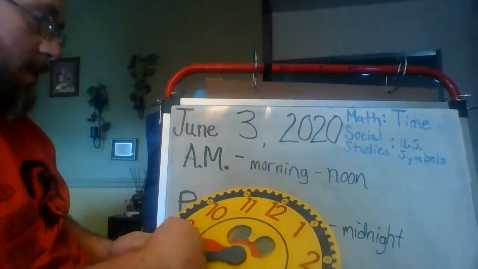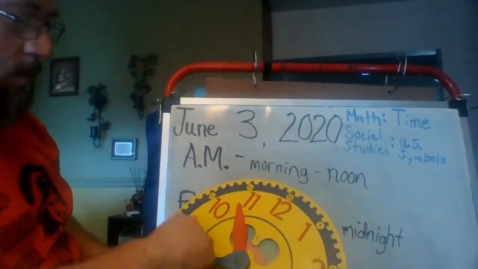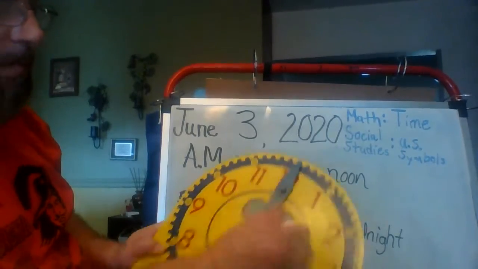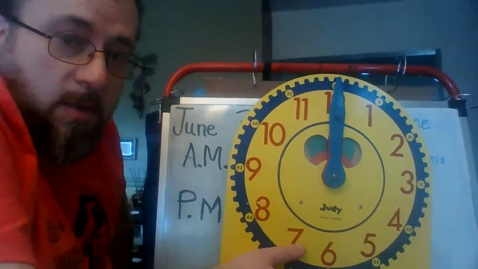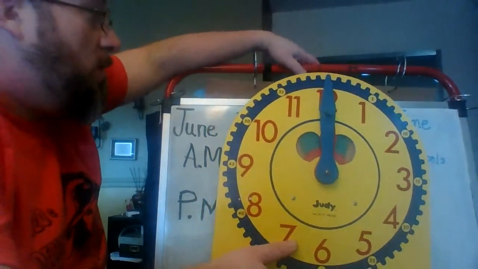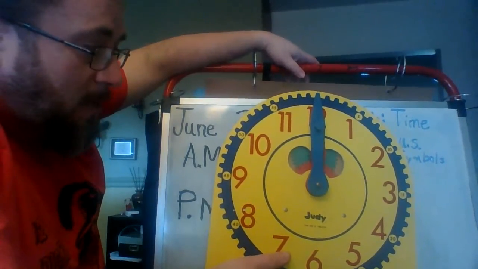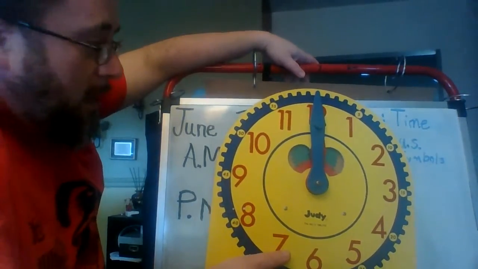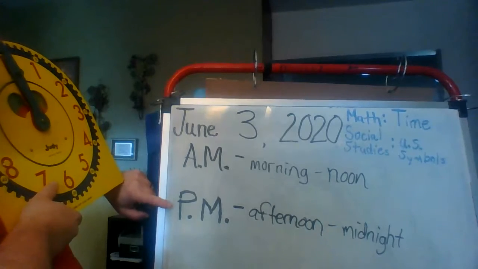Let's go for another example. I'm going to go with 12 o'clock. There are two 12 o'clocks. One we have called noon, and one we have called midnight. Noon is the one that happens midday. Many people eat lunch around noontime. That is the first PM time.